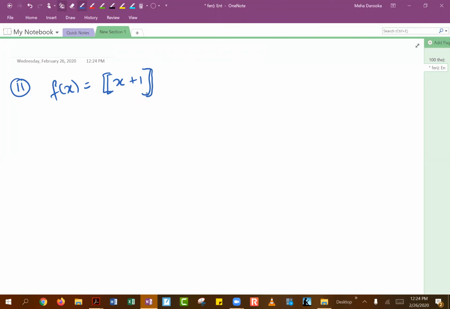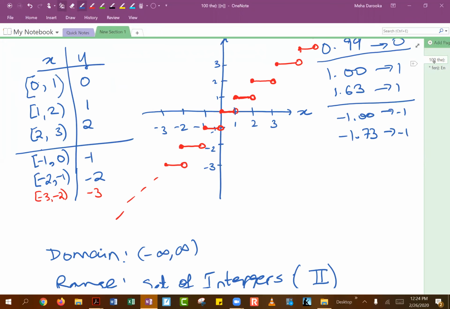Wouldn't it just skip an integer? It would go up 1, yeah. So you would still keep your x values the same, right? Those intervals would still be the same, but now your y values will change.